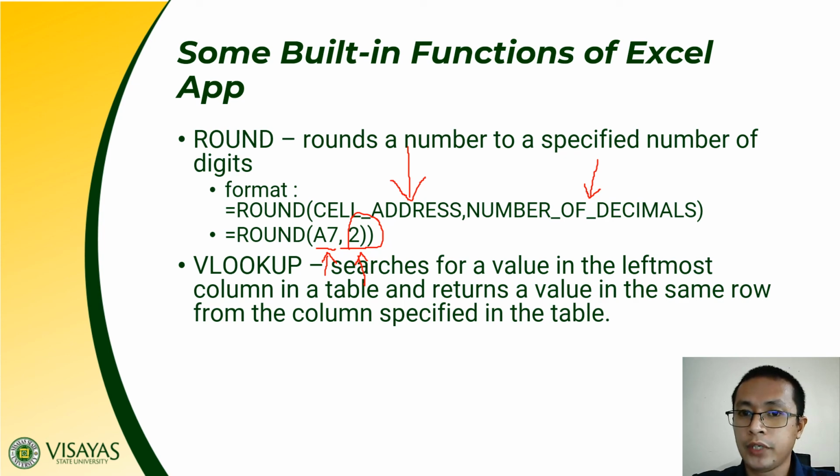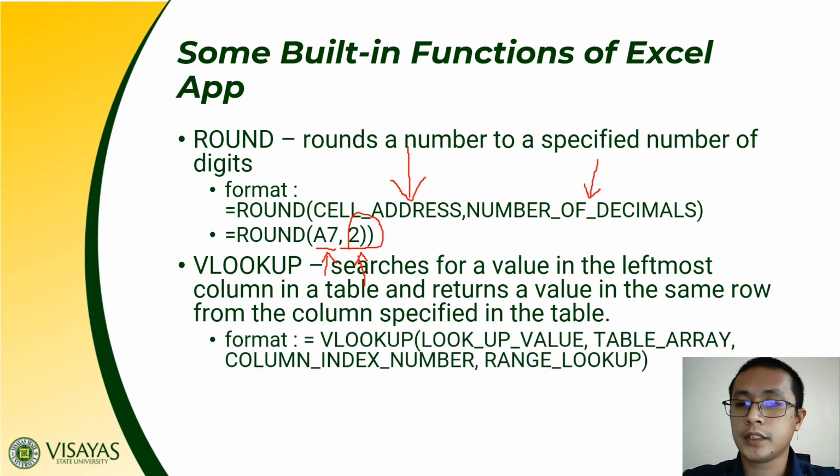Then we also have our VLOOKUP function, where it searches for a value in the leftmost column of the table, and then returns a value in the same row from the column specified in the table. So this is the format of your VLOOKUP. Unlike your IF function where there are only two values, your VLOOKUP function can take multiple values, like different values for different data. So it is not limited to two possible outputs, but you can have a lot of values to return when a condition matches in your formula. This is the format of using the VLOOKUP function, and this is an example.